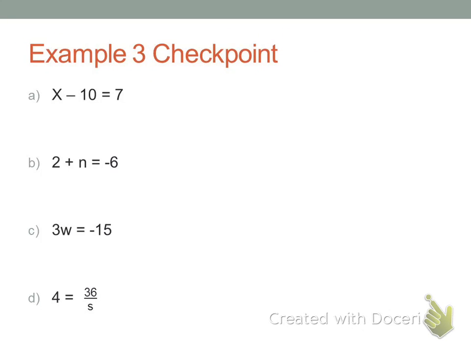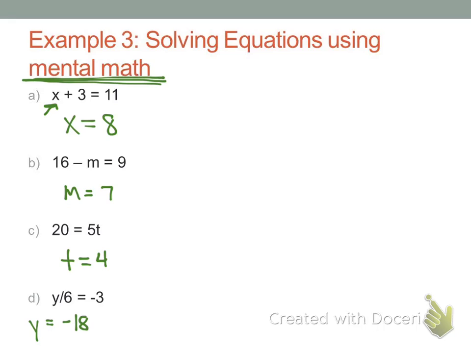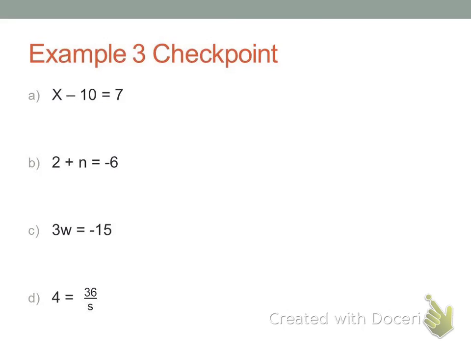All right, so checking the checkpoint. Let me get over to it. There it is. All right, checking the checkpoint. A, x equals 17. B, n equals negative 8. Very good. C, negative 5. And D? 9. S equals 9. Did you write the variable equals? Okay, so don't just write the answer.